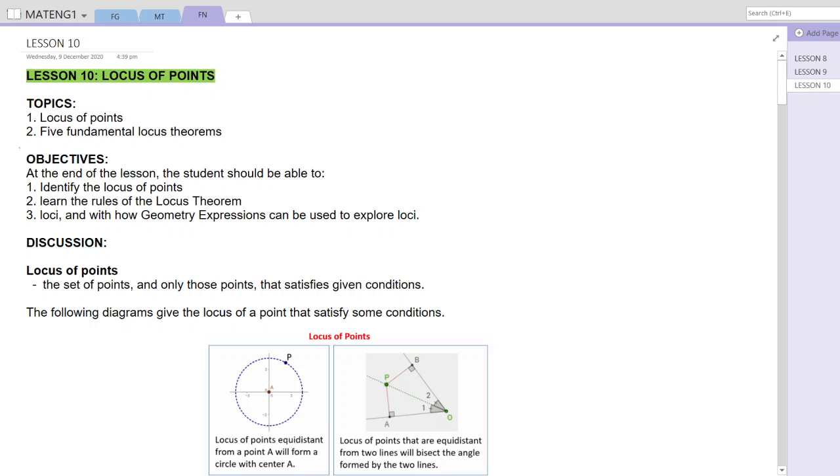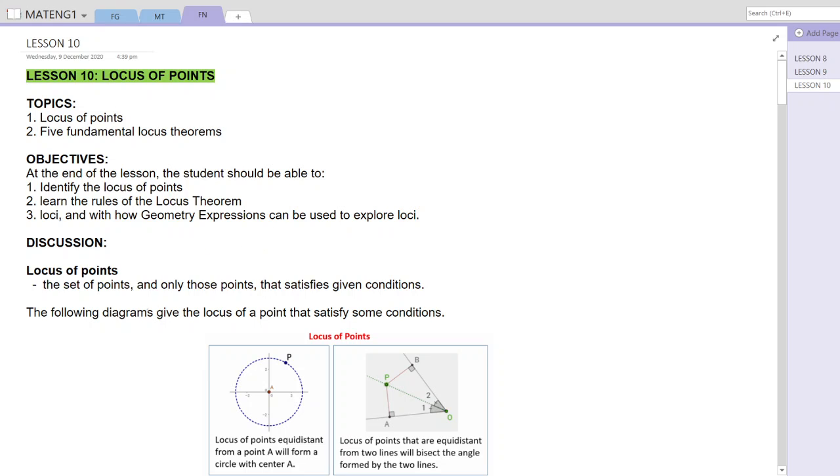For the objectives at the end of the lesson, the student should be able to first identify the locus of points, which are the set of points. Second, learn the rules of the locus theorem. We have five theorems. Third is the loci, the plural of locus, and how geometry expressions can be used to explore the loci, or the set of all points there. Okay, so that is for the discussion.